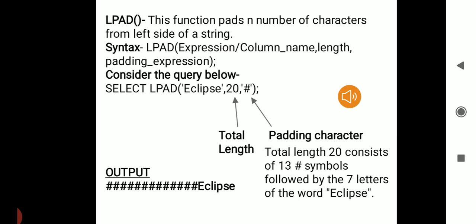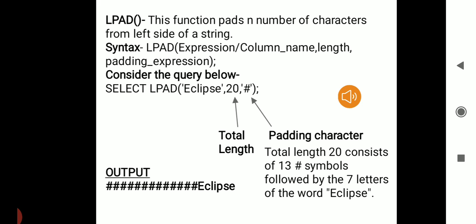In this slide, I will be teaching you about the LPad function. So basically, what is this LPad function? This function pads n numbers of characters from the left side of a string. Here n is a user-defined number. Check the syntax below. The syntax is LPad, then within bracket you have expression or column name, comma length, comma padding expression. Then the bracket closes followed by semicolon. I shall explain this syntax with the help of an example below.